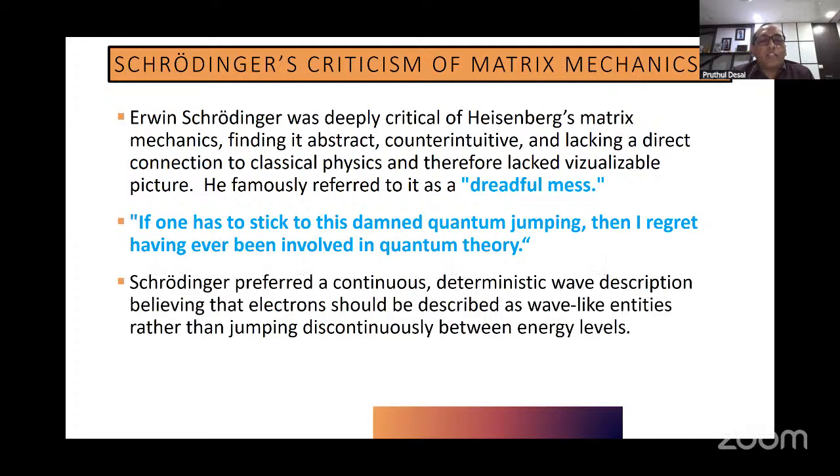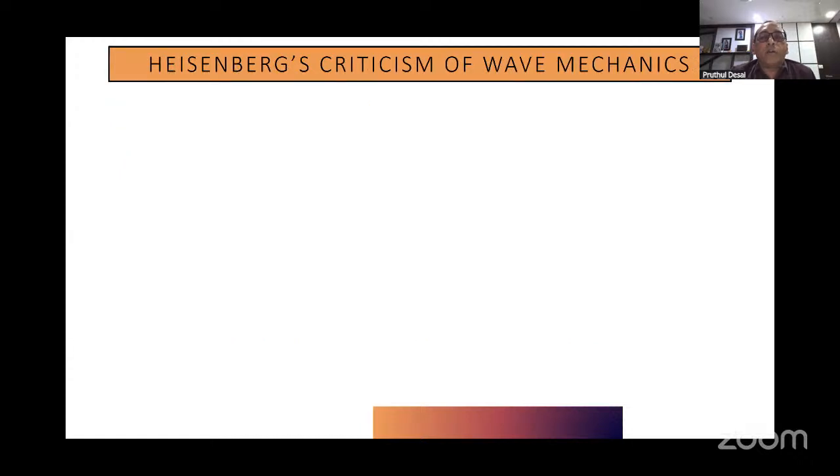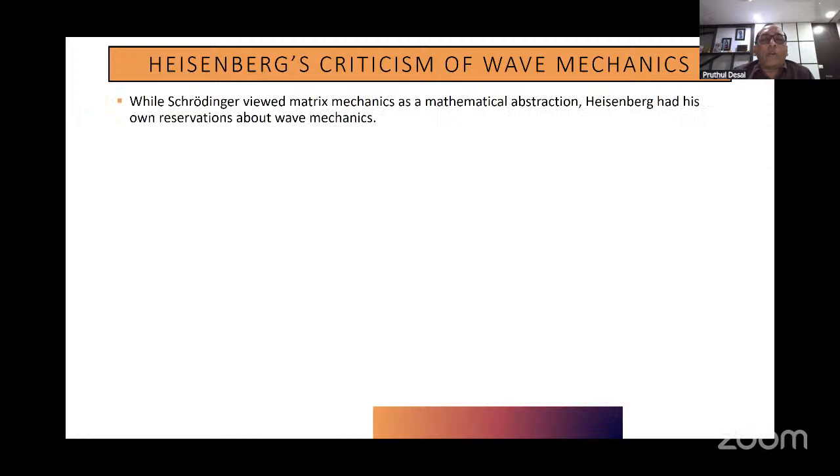So Schrodinger instead preferred a continuous deterministic wave description, believing that electrons should be described as wave-like entities rather than jumping discontinuously between energy levels. So this was the point where Schrodinger had his reservations on matrix mechanics, and that's why he passed a few comments on that. Now look at Heisenberg's views about wave mechanics.